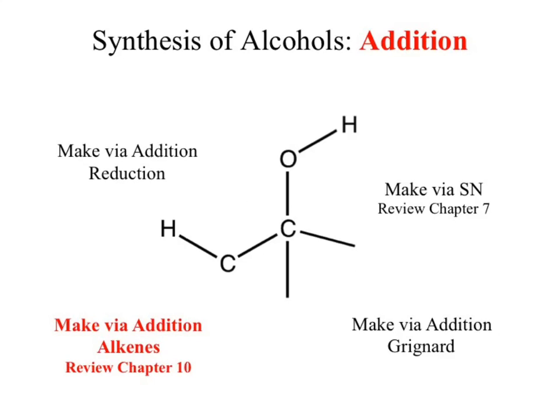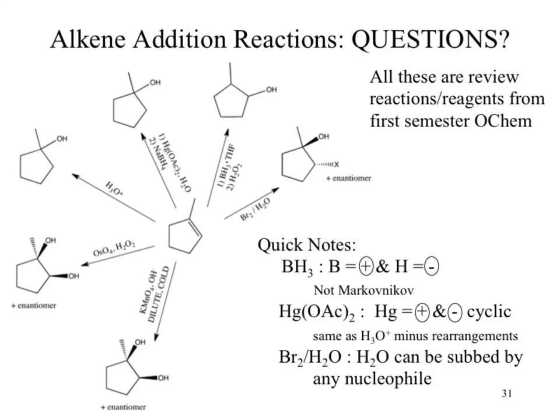Synthesis of our alcohols, addition. I'm really not going to talk about this section because it's really just a review of chapter 10. These are all of the reactions from chapter, I think it's 10, maybe it's 9, one of your chapters that looks at alkene additions. These are all the reagents that end with alcohol functional groups. So you are expected to know these and use them.